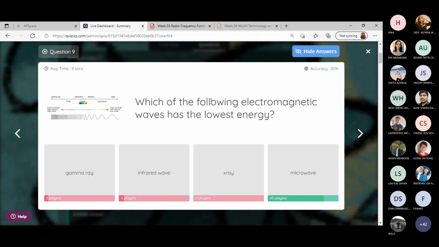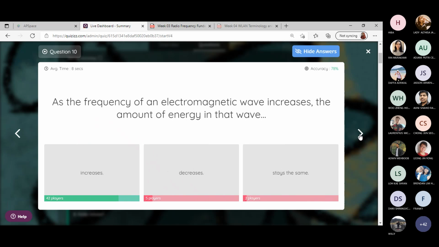Which of the following electromagnetic waves has the lowest energy? Lowest energy is microwave. All right. This one is high. This one is high. This one is high. Microwave is low. So the majority of you can answer it, right? Very good. Let me check whether there are questions from all of you. Okay. All right. Next one.